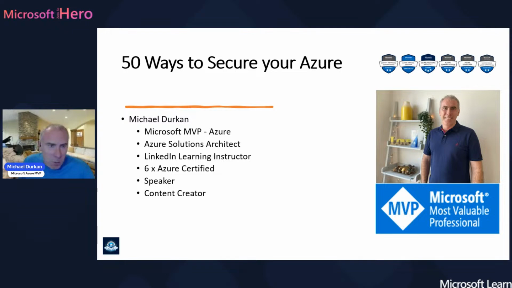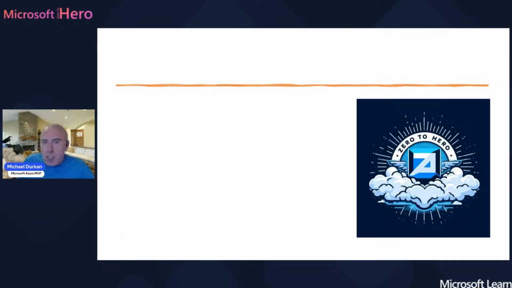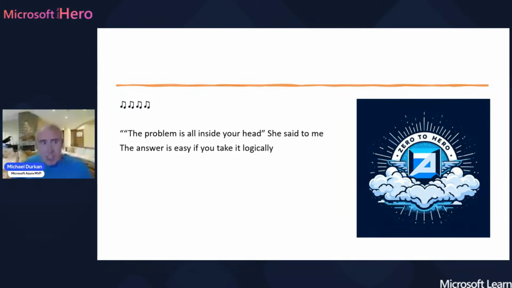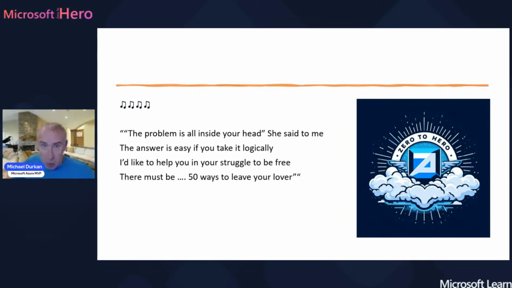So let's jump into the session. Normally at this time in the session, I give a little intro and a little bit of inspiration. The session is inspired by a song, and if you think about 50 ways to secure your Azure, you can probably guess what song I'm talking about. If we take a look at the first set of lyrics, it is indeed 50 Ways to Leave Your Lover by Paul Simon, which may surprise people.